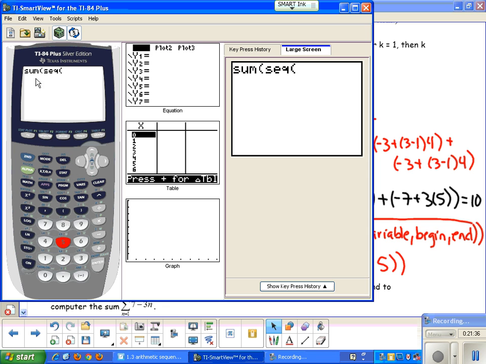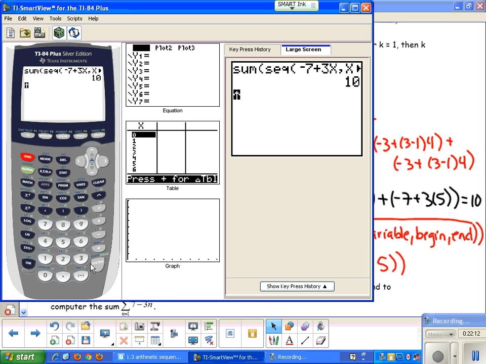So now I have sum, parentheses, sequence, parentheses. Then you put in your equation, so -7, and then plus 3x or n, whatever mode you're in, comma. The comma is right above the 7. Your variable, which I'm using x, so comma. And then my starting was I started with n values of 1, and I went all the way to n values of 5. And if I have 2 parentheses in the beginning, I need 2 to close, and enter, and notice that I ended up with 10 for my solution.